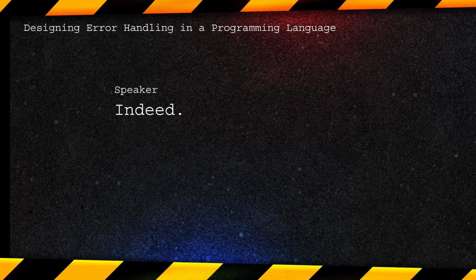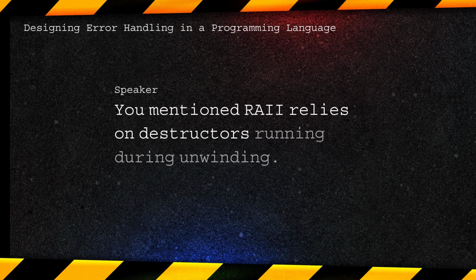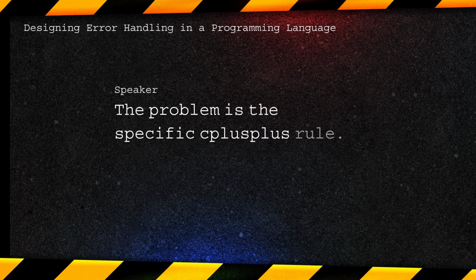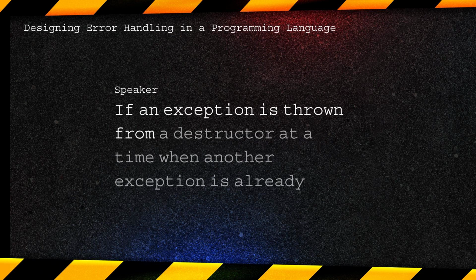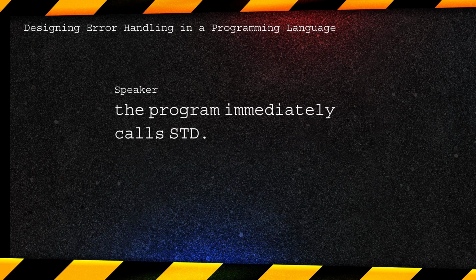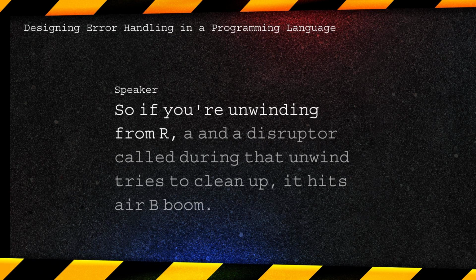A high-stakes promise. Indeed. And then there's the infamous C++ destructor problem that often comes up in these discussions, like on Reddit. Right. You mentioned RAII relies on destructors running during unwinding. What's the problem? The problem is the specific C++ rule. If an exception is thrown from a destructor at a time when another exception is already active and propagating up the stack, typically meaning during stack unwinding itself, the program immediately calls std::terminate. Basically gives up. Whoa. So if you're unwinding from error A and a destructor called during that unwind tries to clean up but hits error B, boom, instant crash.